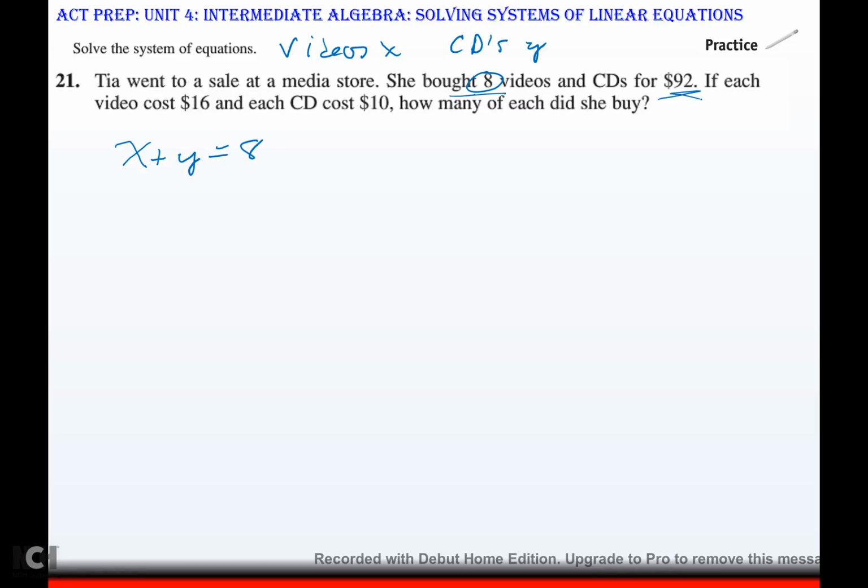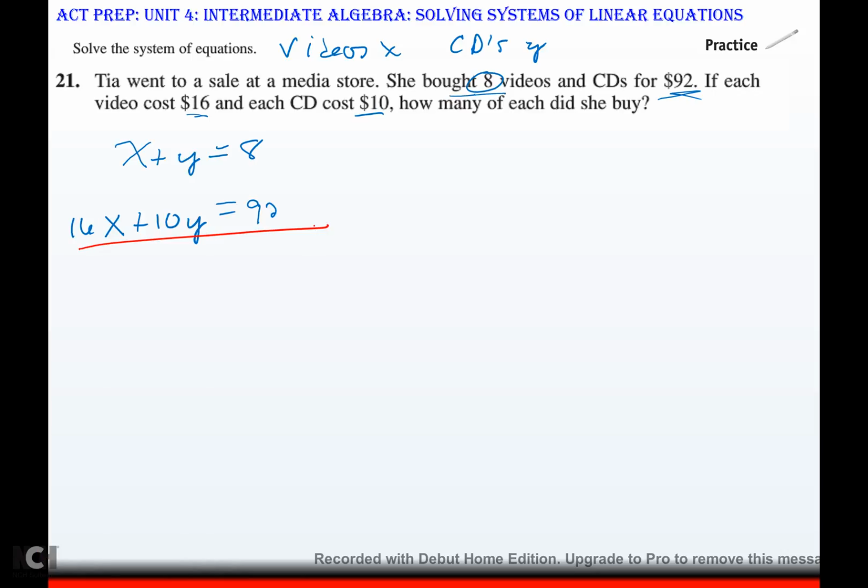To figure out how much money, you have to add money. You don't add X's and Y's. For every X, it's going to cost you, what is X videos? $16. So to get money, I'm going to say 16 for every video I sell, plus $10 for every CD I sell has to come out to my total money, which is $92. So now we have a system.